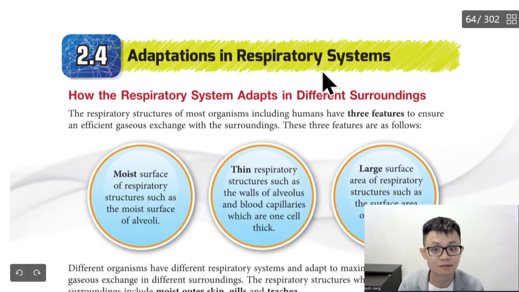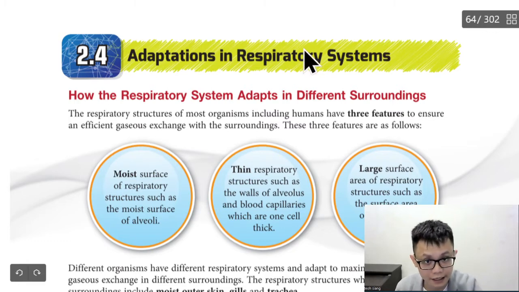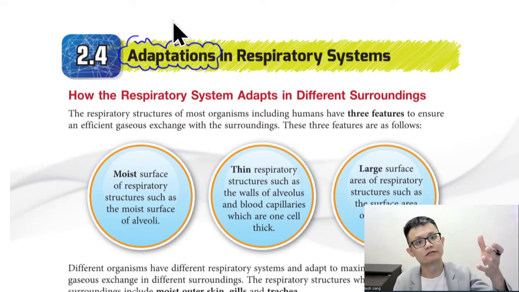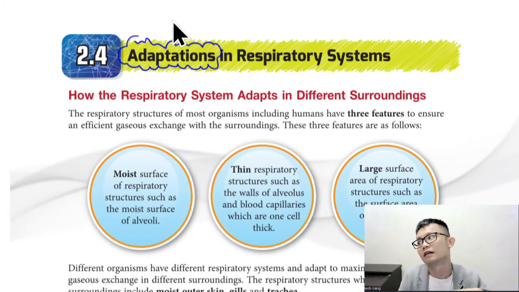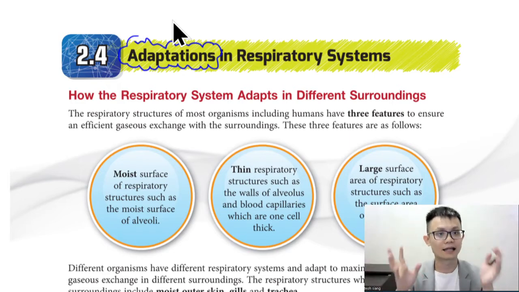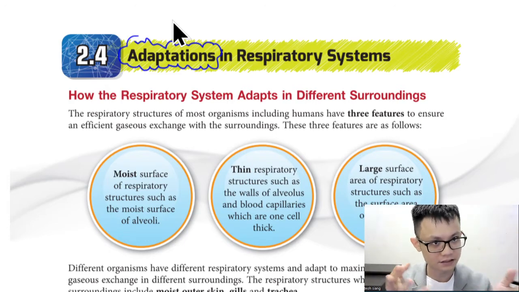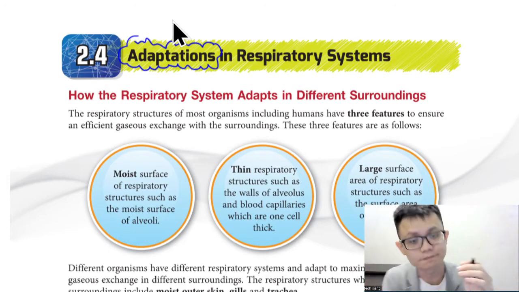Adaptation in the respiratory system. How does our lung work? Adapt. Do you know what adapt means? Adapt means get used to it, adapt and change. For example, if you don't adapt to the new world, you are going to lose your job, because the new world needs you to use a computer. Either you learn to use a computer, or you say I don't want to adapt, then you will lose your job. So you adapt to the environment.